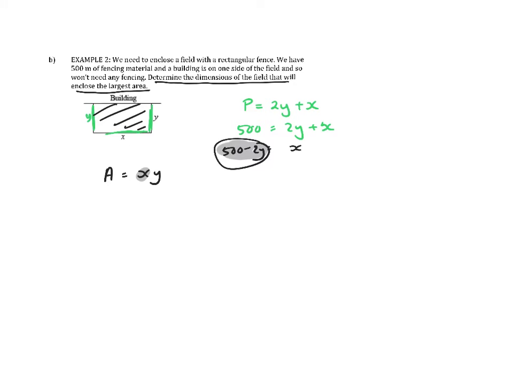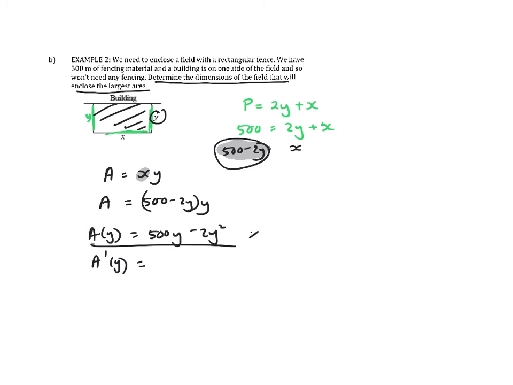So therefore, we've got A is equal to, what is that then? 500 minus 2y times y. And don't be confused now between A of y, that's just the variable y, right? So A of y is equal to 500y minus 2y squared, and we're just going to find the derivative of that. So that is our optimized equation, right? That's the one you want. So optimized function, and the derivative of that will be 500 minus 4y.